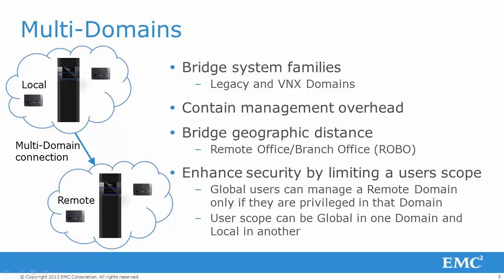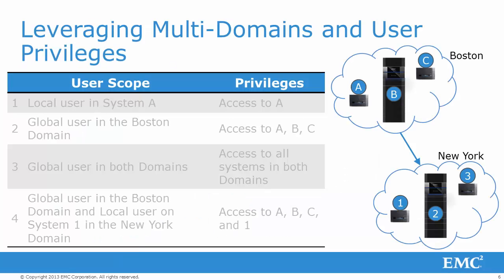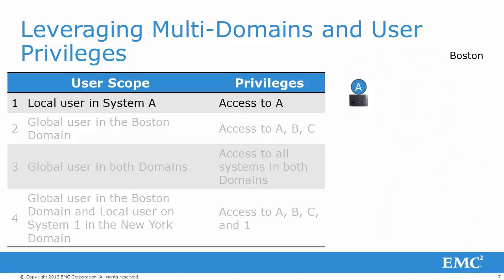Let's take a look at some of the scenarios. Let's assume that there are two domains in the storage environment and they are called Boston and New York. The Boston domain consists of three systems, A, B, and C. The New York domain consists of three systems, 1, 2, and 3. Also, there's a multi-domain connection from the Boston domain to the New York domain. In scenario 1, if the user's account has a local scope only on system A in the Boston domain, then only that storage system can be managed by the user.